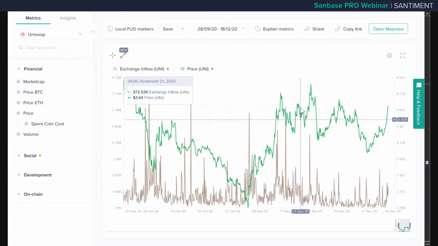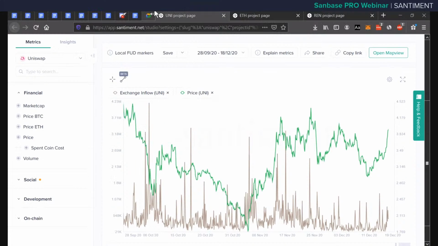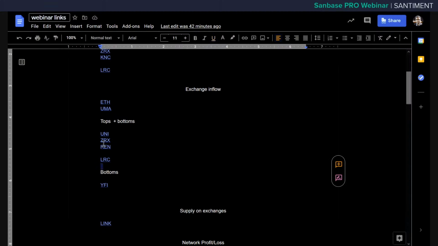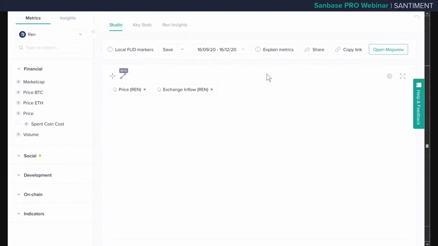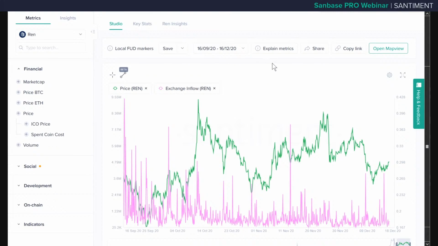And then once again, during an uptrend, it's a completely different situation where we see rising sell side pressure for Uniswap when it has already crossed the $4 mark, which is much more difficult to absorb, right? Let's use another example, maybe Ren. Ren, another very popular ERC20 coin. Major spikes in exchange inflow during local tops here as well as here.